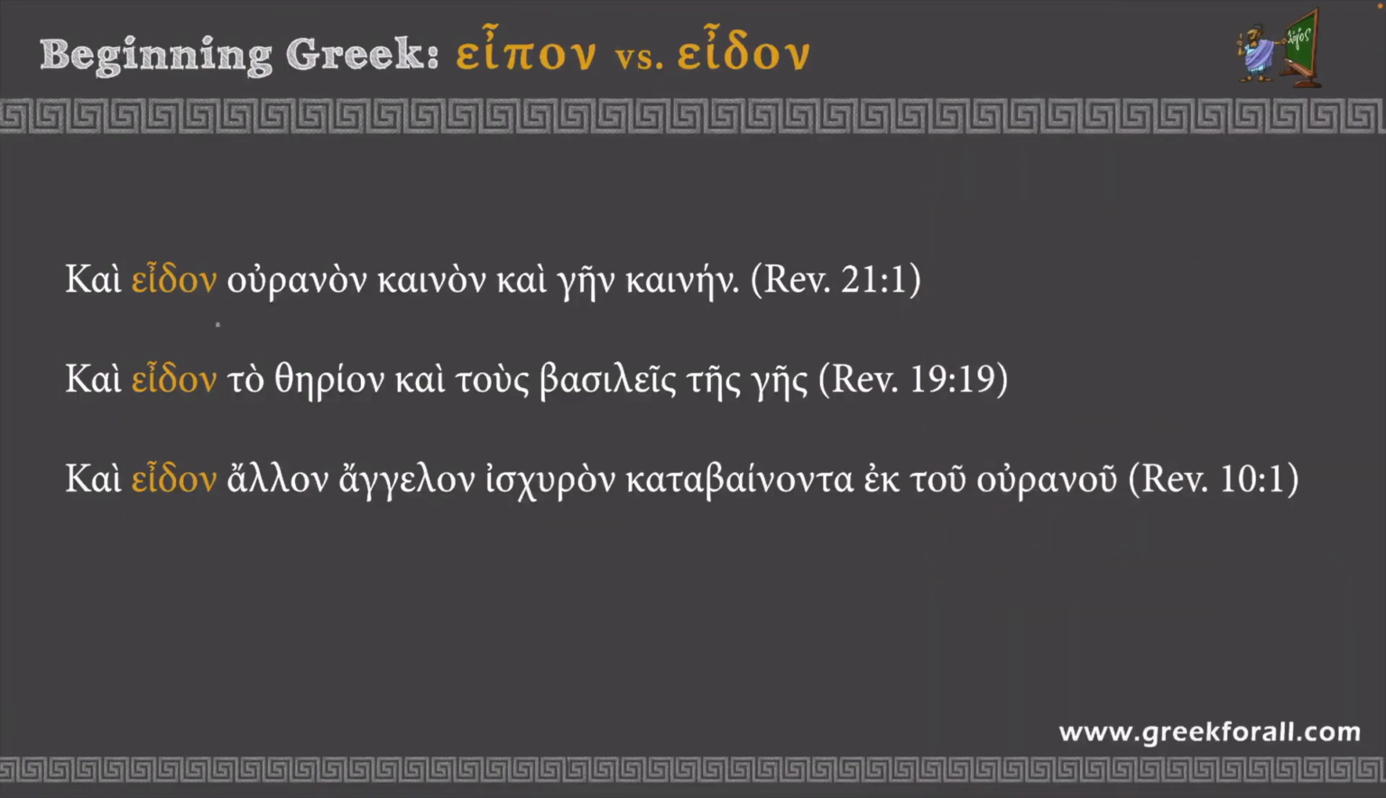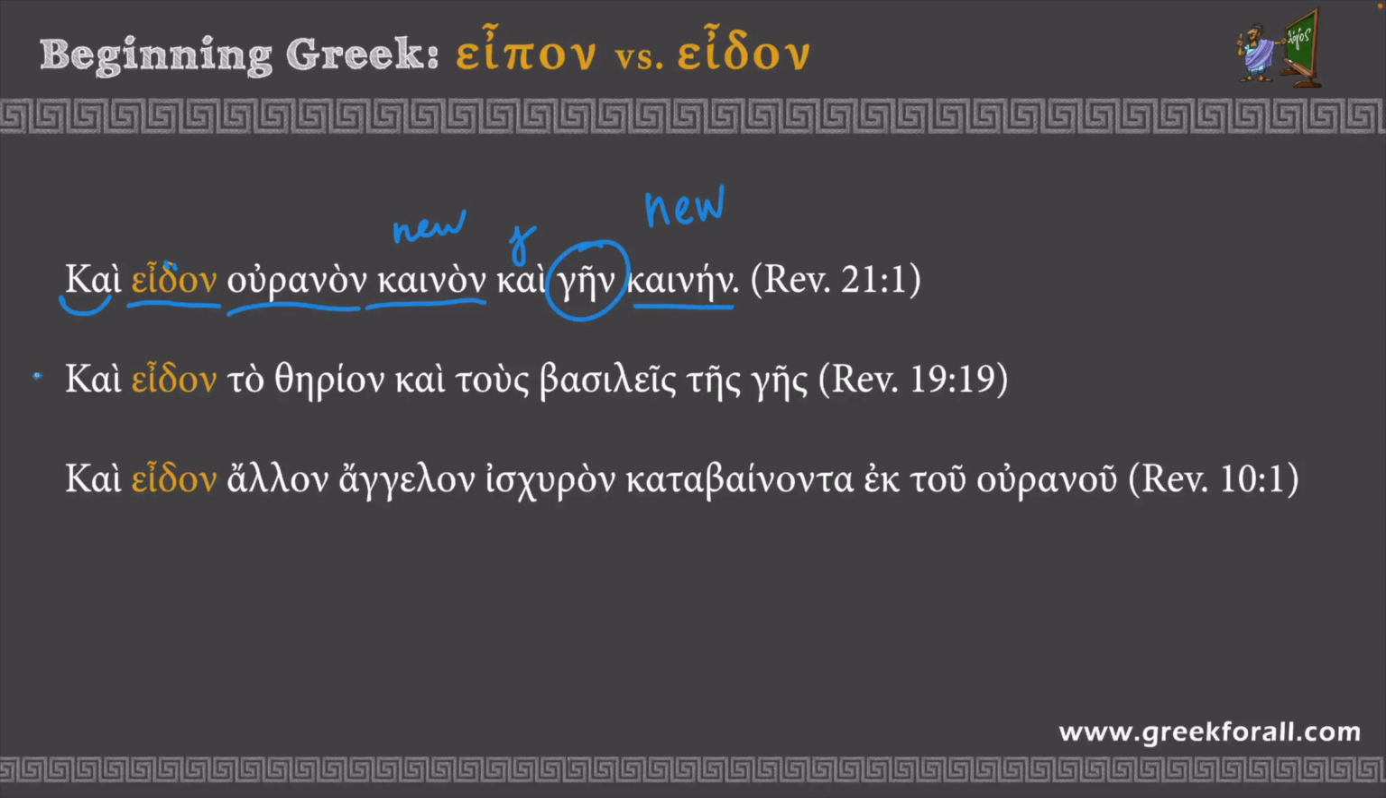Now let's translate a few examples. Here we have three verses from the book of Revelation which have the verb eidon. So let's read. Kai eidon ouranon kainon kai gen kainen. The words kainon and kainen are adjectives which mean new. And eidon, right? We see the eyes. I saw new heaven and new earth.